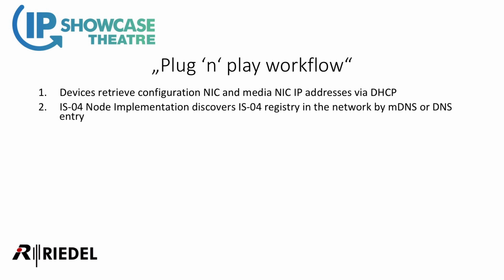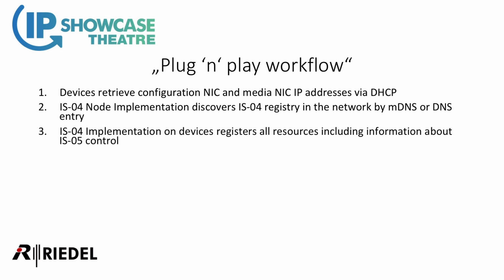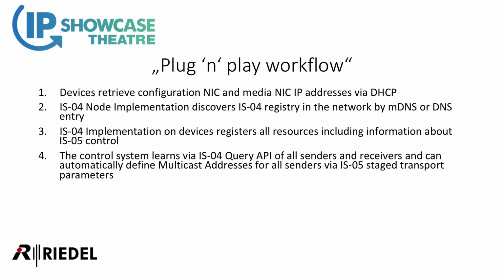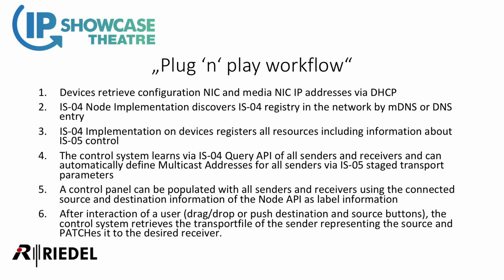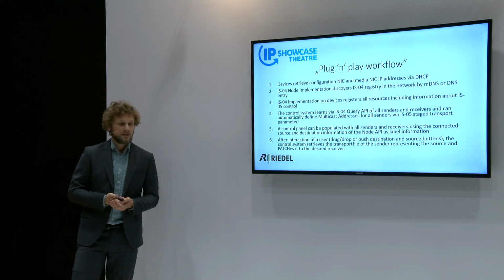Then they find the registry and register all their resources. Then your user interface or your control system finds all those resources, sees all the senders, and gives out multicast addresses automatically. So you really know what all those senders are sending to, and then you can activate those senders. Then you could populate a control panel or a software-based user interface with all those senders and receivers. And then you can basically just do a drag and drop, or patch, or push destination and source buttons, and the control system would just exchange the SDP file, and you're really done. There's nothing more to it.